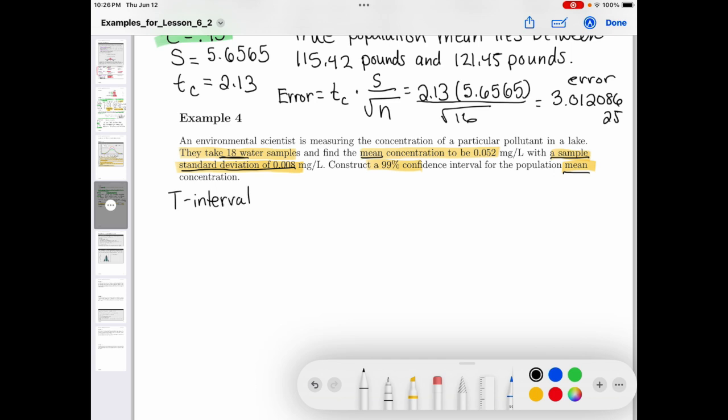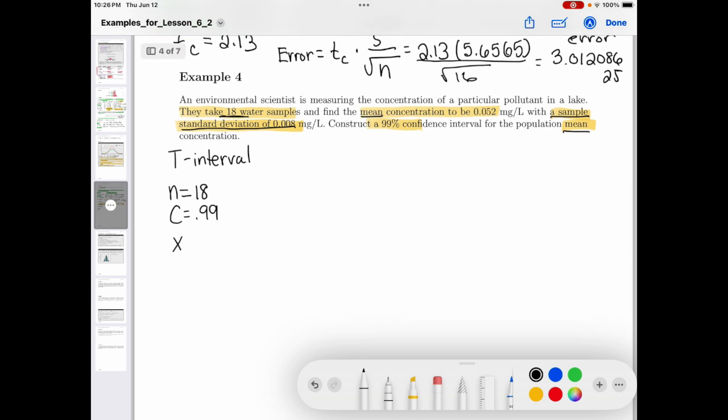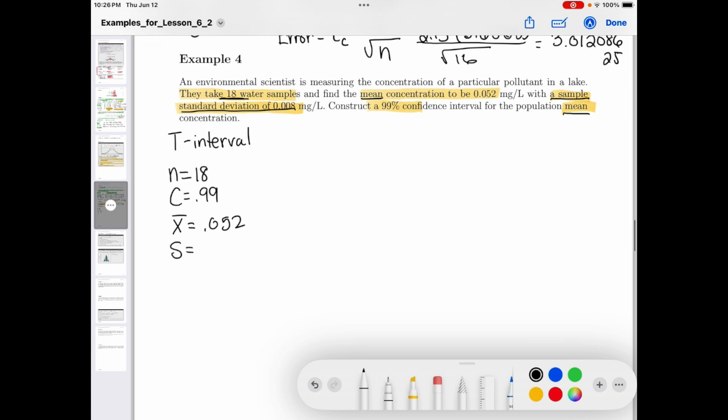Okay, so the information that we need to put in on GeoGebra to get our confidence interval, we need our sample size, which we're told is 18. We need our confidence level, which is 0.99. We need our point estimate, which is the sample mean. That was 0.052. We need our sample standard deviation. We were told that that was 0.008. And we're also going to do this by hand and check to see if our answer by hand matches GeoGebra so that we can practice. So we will also need to find our t-critical.